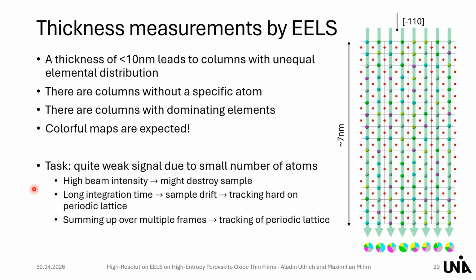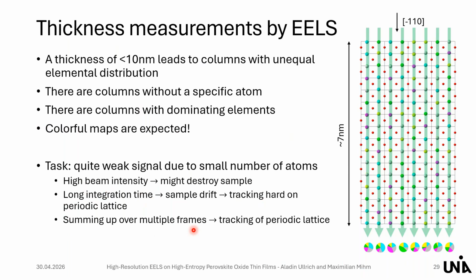Another option is to sum up over multiple frames, with tracking from frame to frame, if you have some features on the sample that you can track. But since the lattice is periodic, as we will see later, it's possible when you go to very, very short pixel times and very fast acquisition of the data with direct electron counting systems. Then the drift between the frames is less than one unit cell, and the software can lock on a specific place and stay there, and you can accumulate many, many frames.